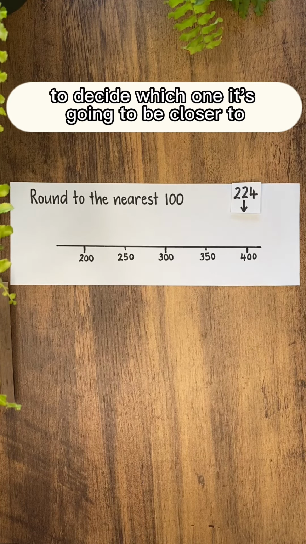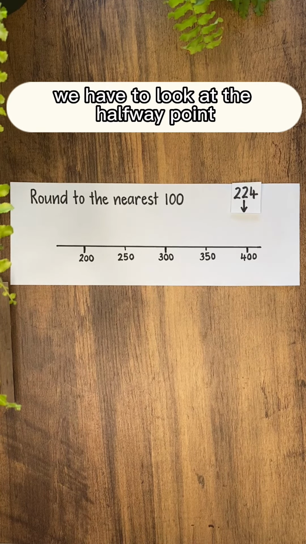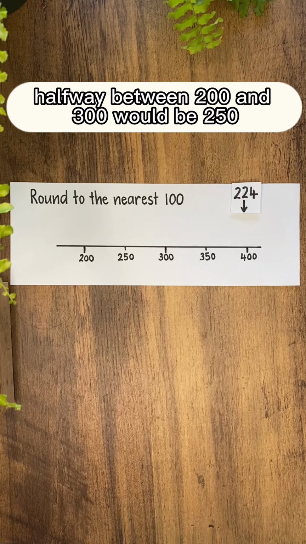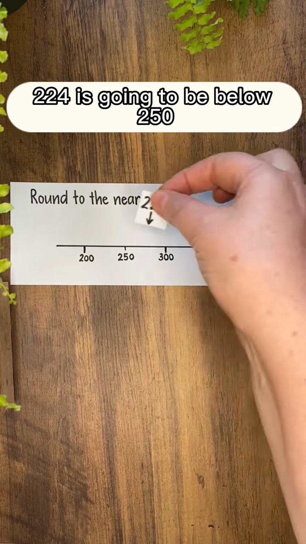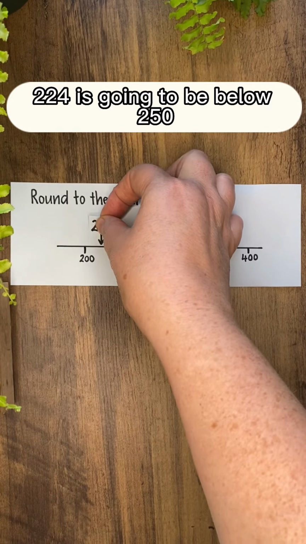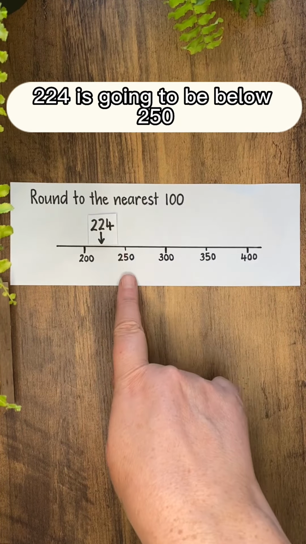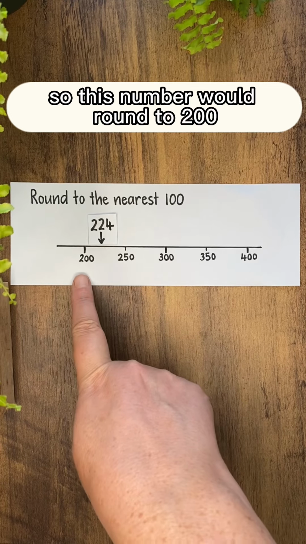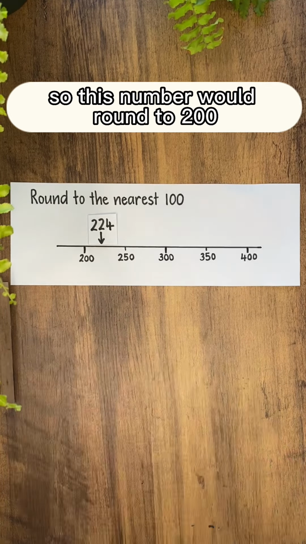To decide which one it's going to be closer to, we have to look at the halfway point. Halfway between 200 and 300 would be 250. 224 is going to be below 250, so this number would round to 200.